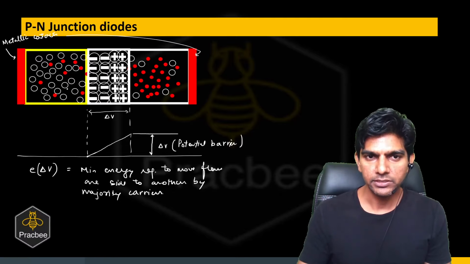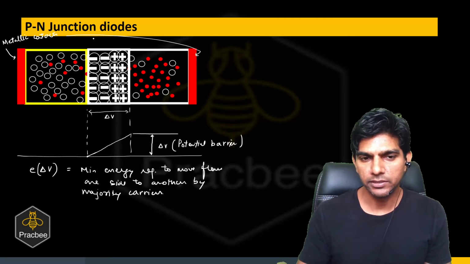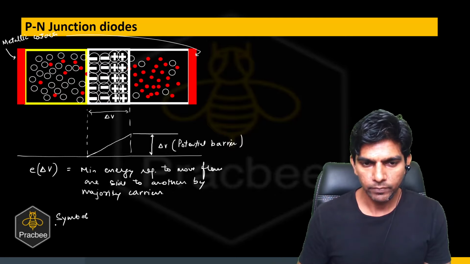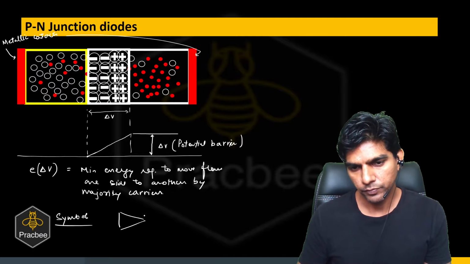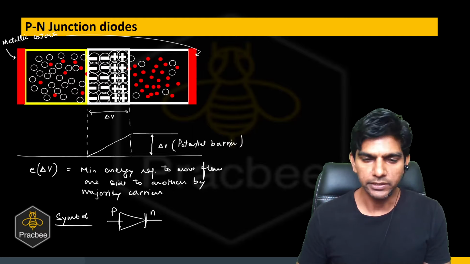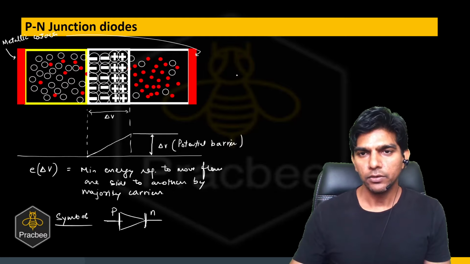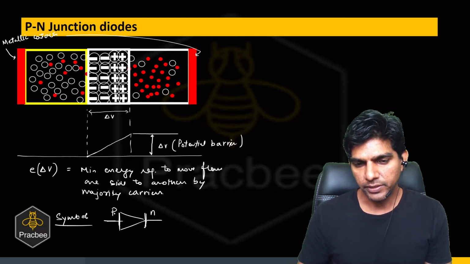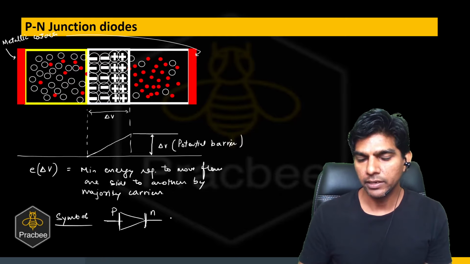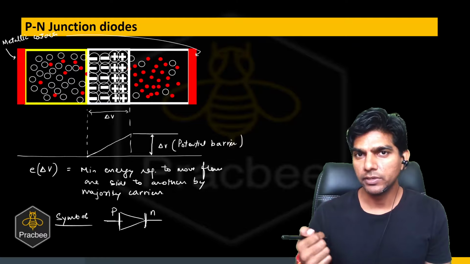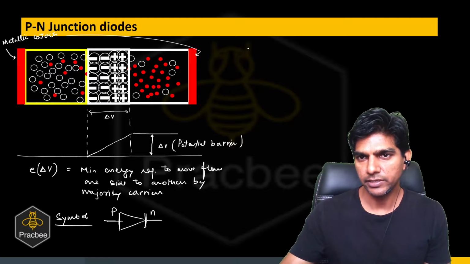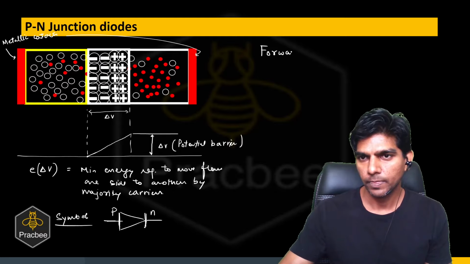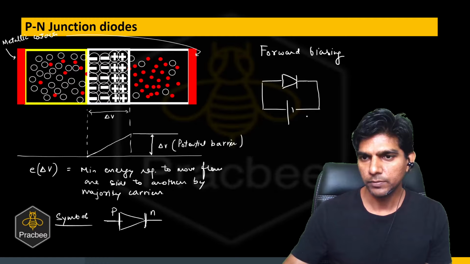Before that, let us understand how to show a PN junction diode in a circuit. The symbol that we're going to use is a triangle with a vertical line. Now this triangle side is the P side, and this vertical line side is the N side. So you should remember it like this, PN. Now if we connect the P side with the high potential of the battery and the N side to the low potential, then this type of connection is known as forward biasing. So let us study what is forward biasing. Forward biasing is when we connect the P side to a high potential and the N side to a low potential.